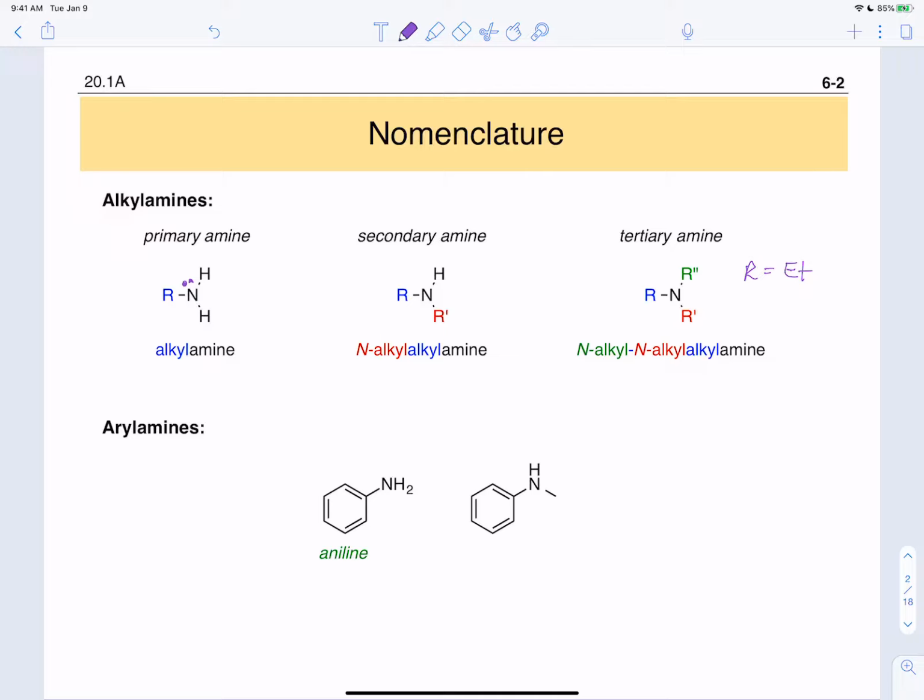I think you're familiar with most of this from 2311. The main molecule you may need to know is something like aniline. We've already discussed anilines back during the second topic when we talked about electrophilic aromatic substitution. And these would be aryl amines, where now we have a benzene ring attached to the amine.